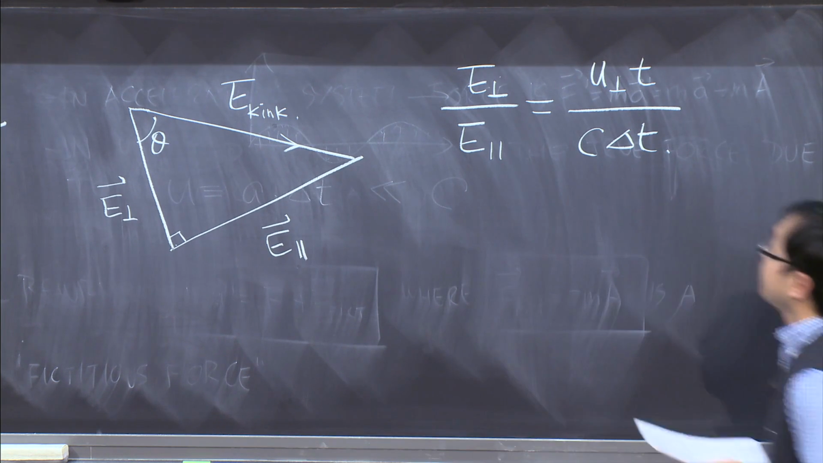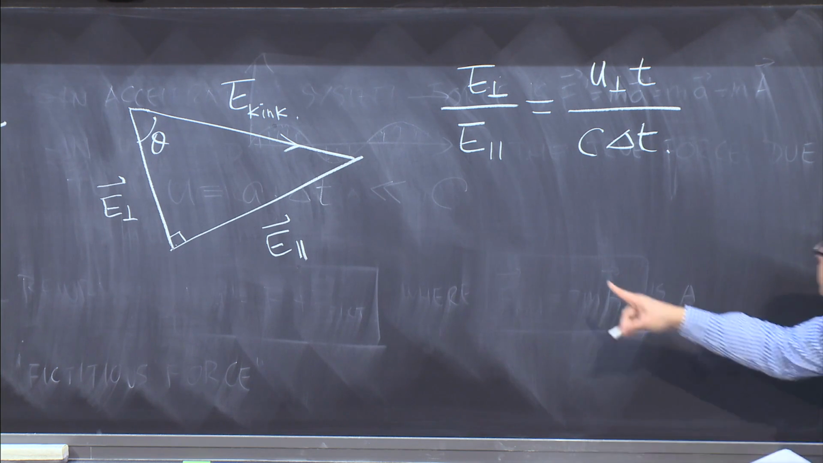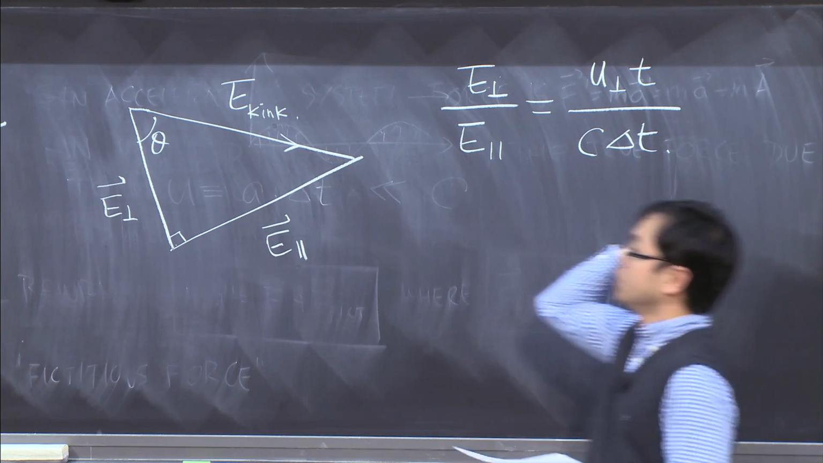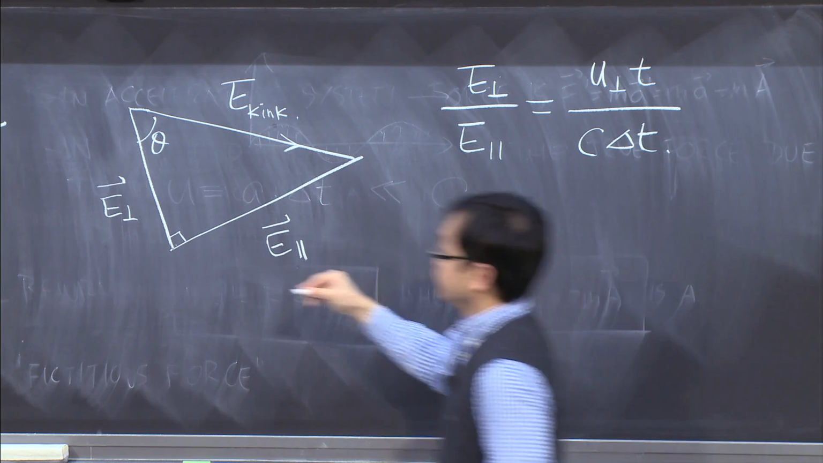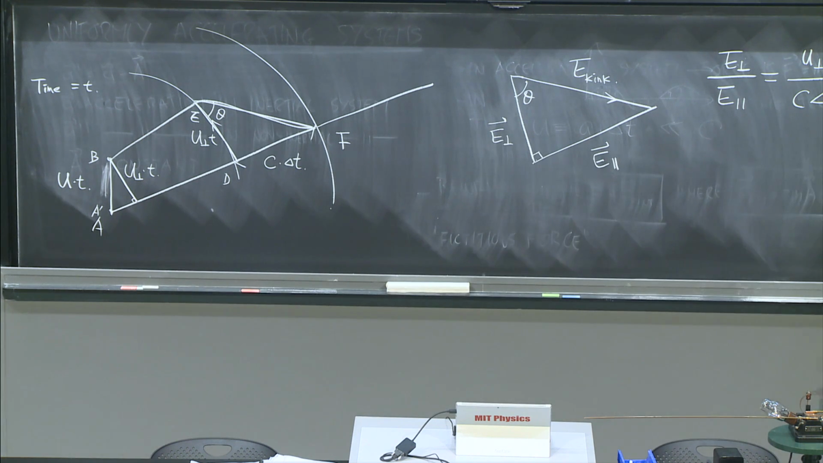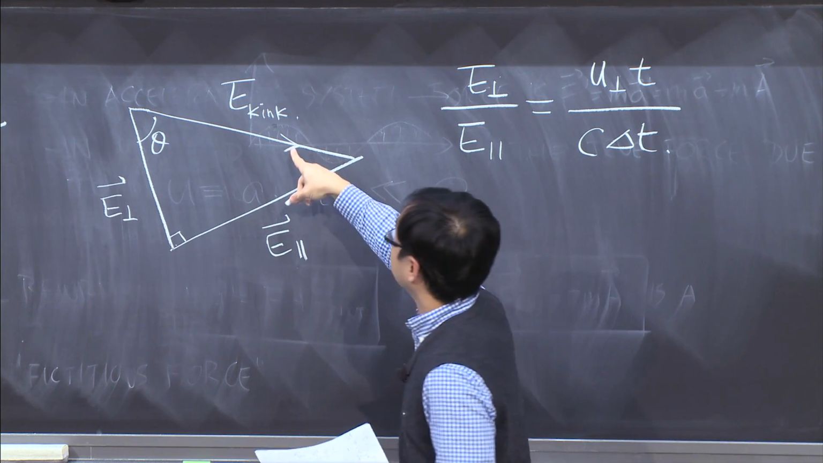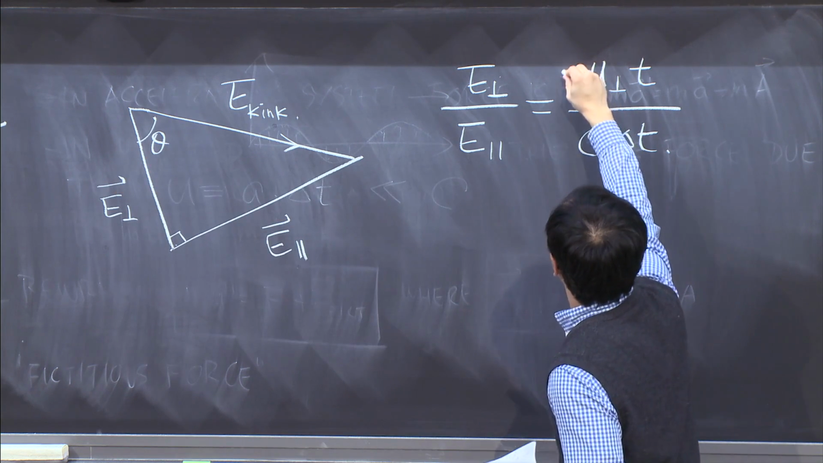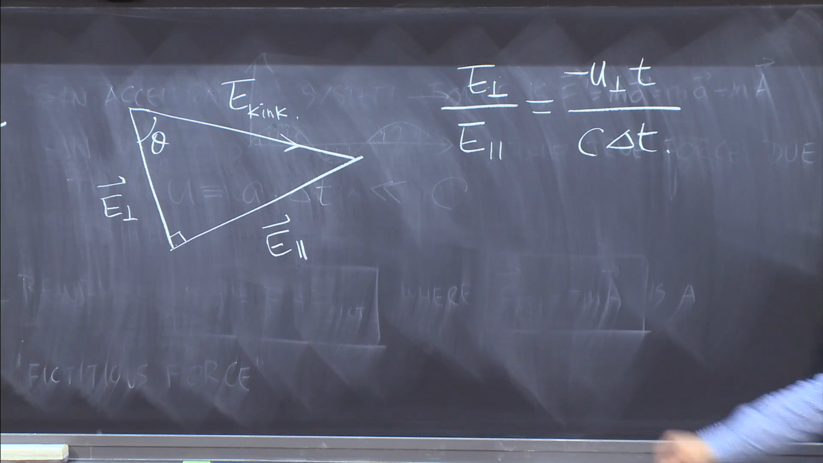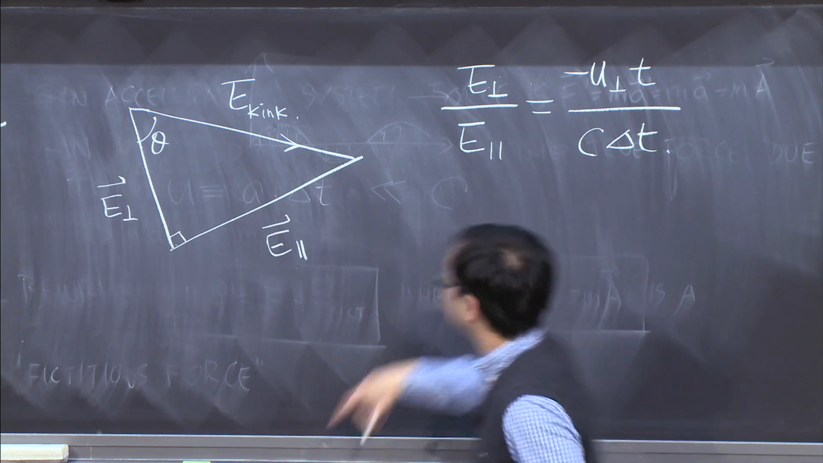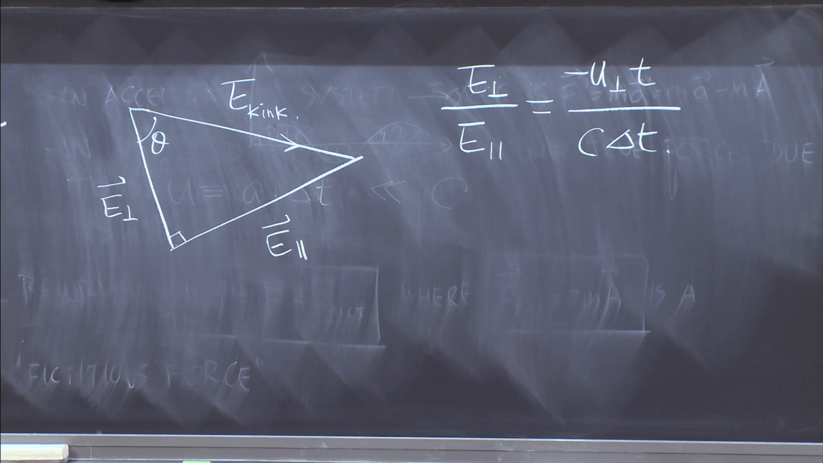Okay? However, you can see that, wait a second. You have this ratio, right? But the E kink is actually pointing in this direction, right? And this u t is pointing upward, right? Therefore, if you take this ratio, the E kink will be pointing to the upper left direction. Therefore, you really need the minus sign here, right? Therefore, the E perp will be pointing downward. Okay? That's how you get this minus sign there.